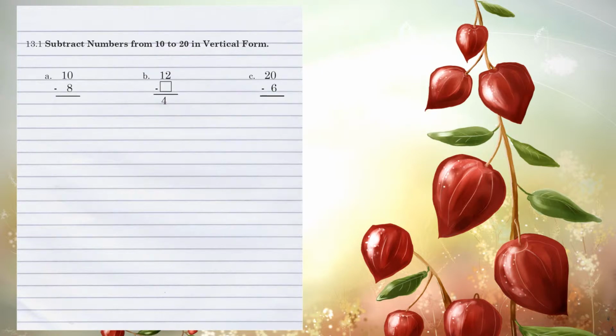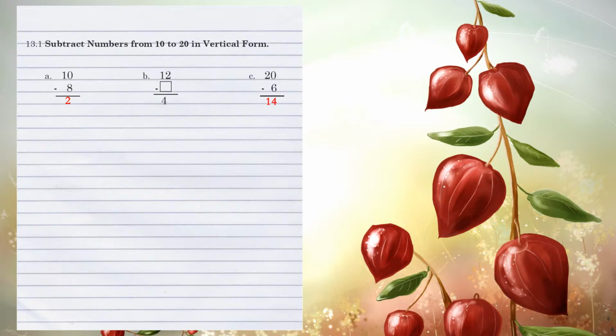If we look at our ones column, we can't subtract 8 from 0. So therefore, we've got to come over here to our tens column and borrow. When you borrow one whole, that makes it 0. We're going to take that 10 and add it to the ones column. Now we still have 10 minus 8, but it's the process that counts. So 10 minus 8 is 2.